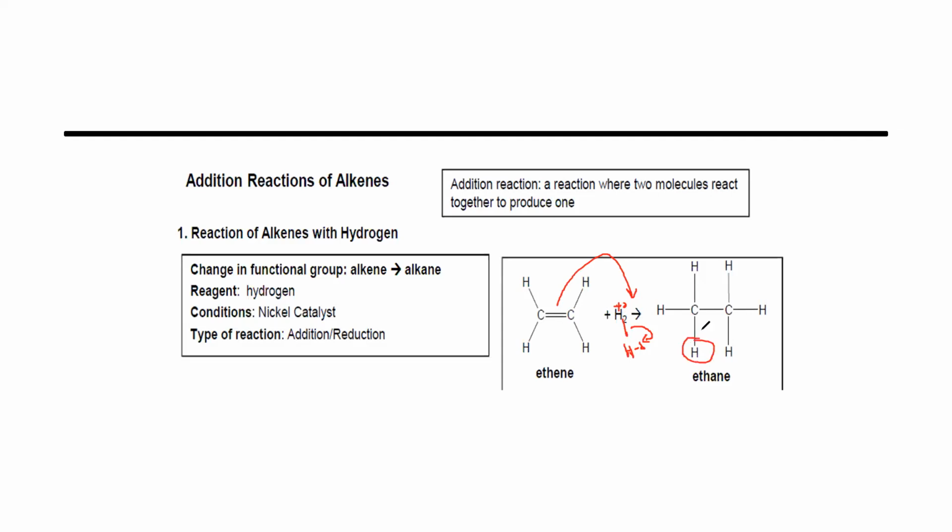This will result in the formation of a carbocation, and then that carbocation attracts the hydride ion, the negative ion, and forms a bond. So it's called an electrophilic addition reaction. Why electrophile? Because the reaction started by attraction of a species towards the electron rich side. The condition for this reaction: we need nickel as a catalyst. Type of reaction, addition or reduction. Why reduction? Because addition of hydrogen is known as reduction.